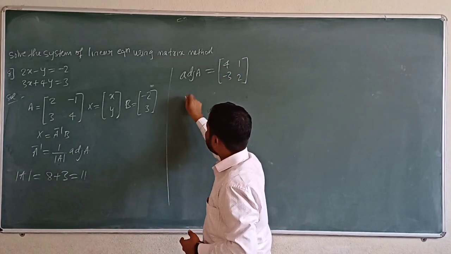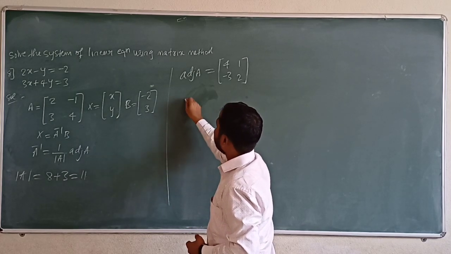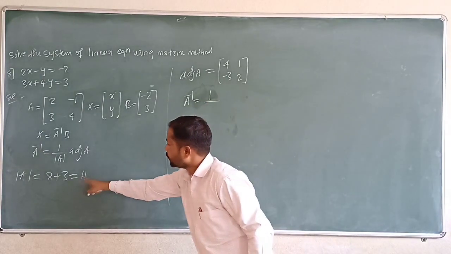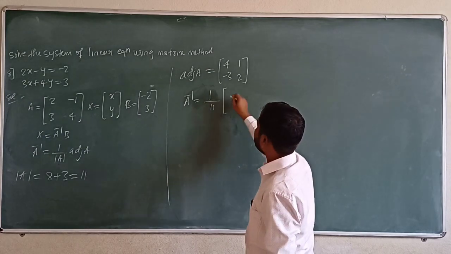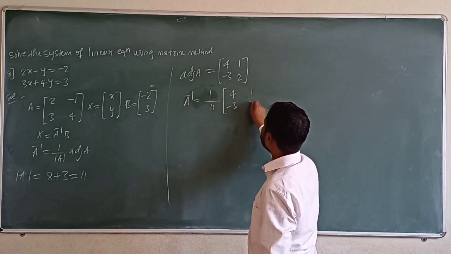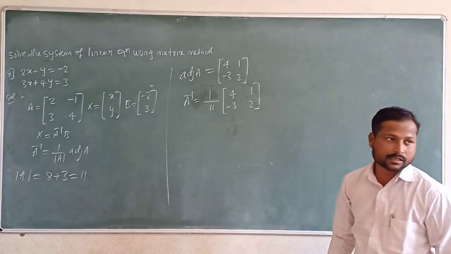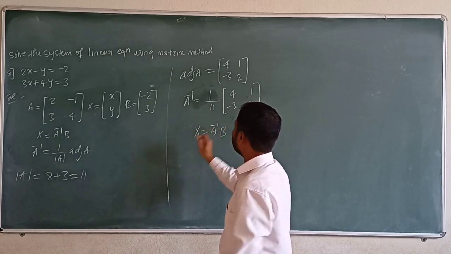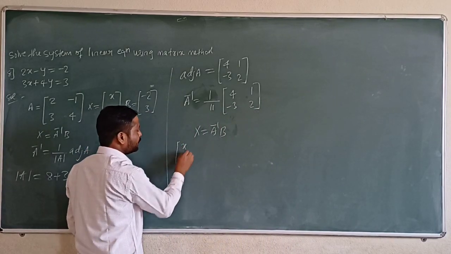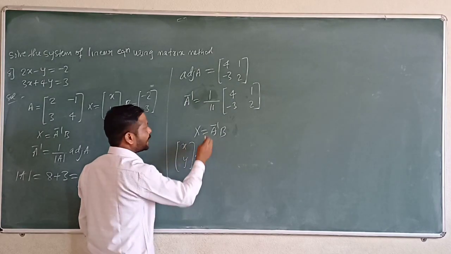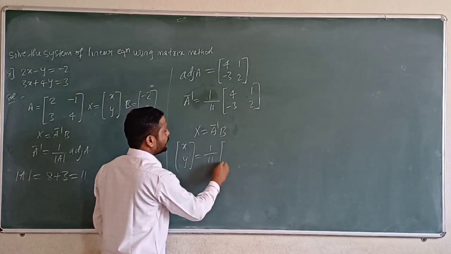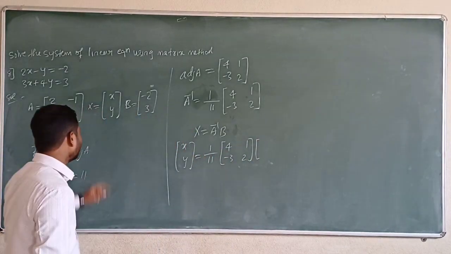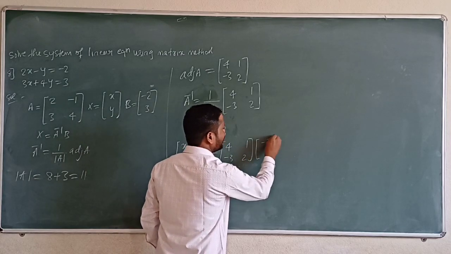Find out the inverse here. A inverse is equal to 1 divided by the determinant value, that is 11, into adjoint of A, which is the same here: 4 1 minus 3 2. Now it is the A inverse answer. Take up the matrix method here: X is equal to A inverse into B. What is the meaning of X? The x and y variables. A inverse is 1 by 11 into 4 1 minus 3 2, into B, the constants, minus 2 and 3.